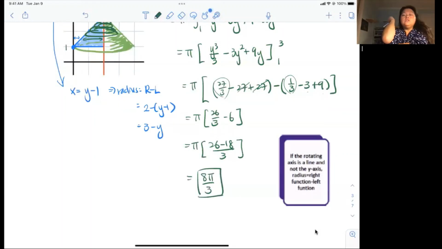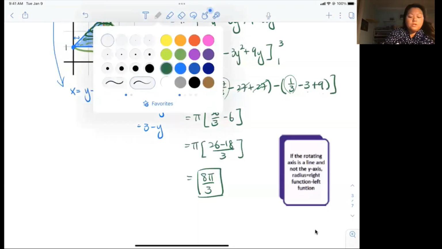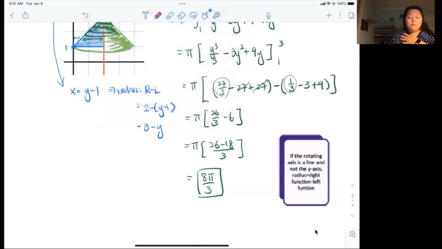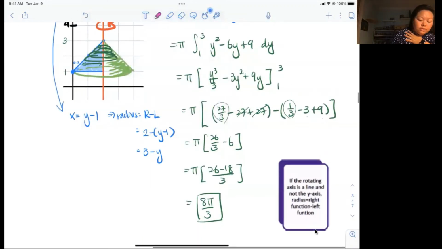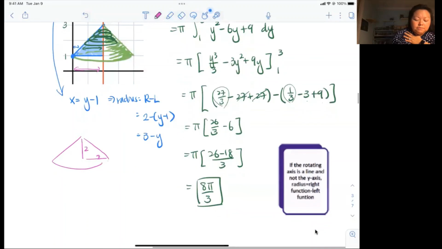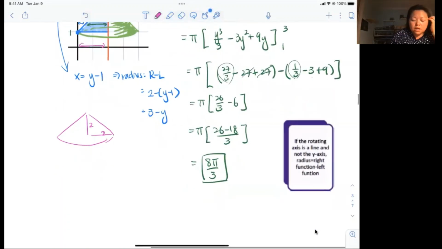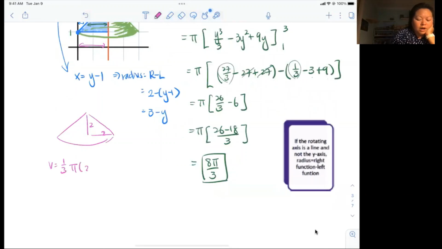Okay, now, just for our learning purposes, I am going to show you that geometry can help us. This is a cone, right? We know this is a cone with a height of 2, because it's from 1 to 3, and a radius of also 2, right? Because its radius is from this to this, right? That's a base radius. So back in geometry, volume is 1/3 pi r squared h. So I get 1/3 times pi times 8. My volume is 8 pi over 3.